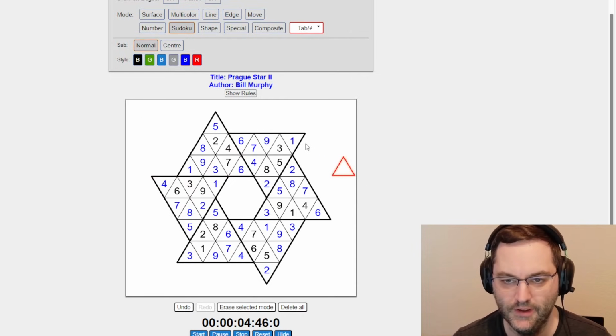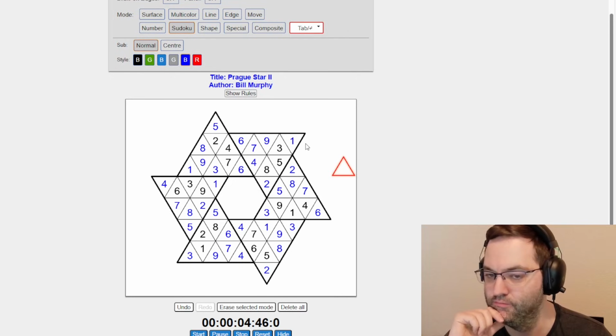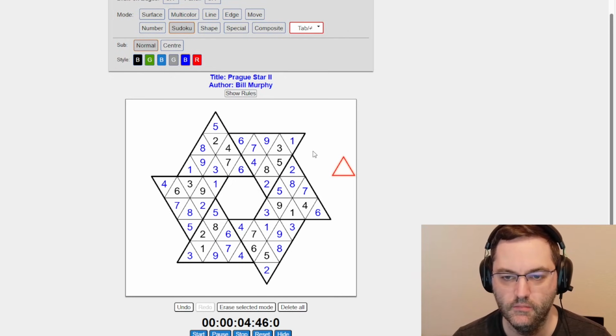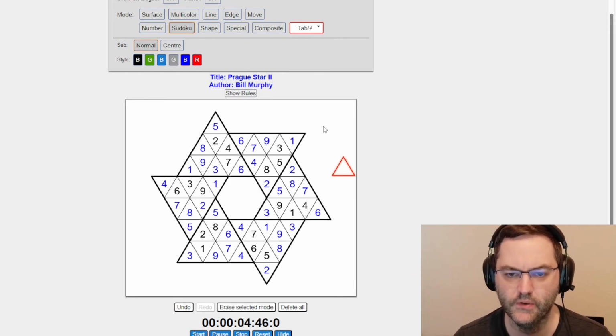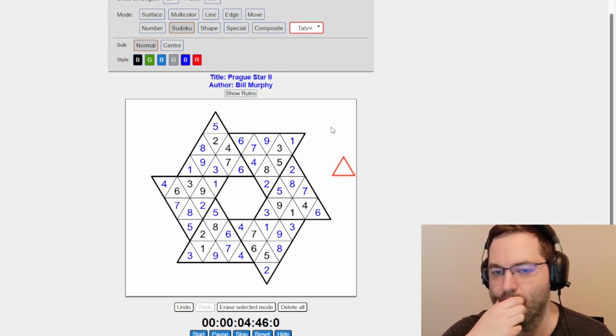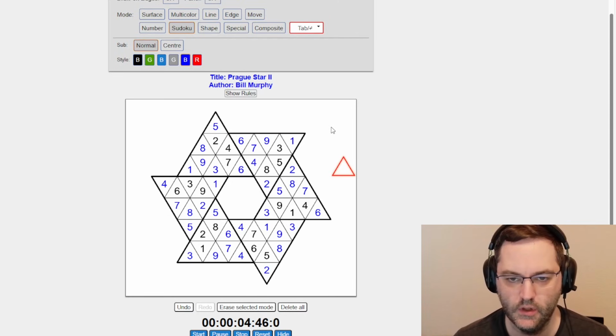Hopefully you found the other things that I mentioned useful. That's the sort of thing you look for in a puzzle like this. I don't know that I've ever actually set one of these. I may have to do that at some point. They're very cool looking puzzles.